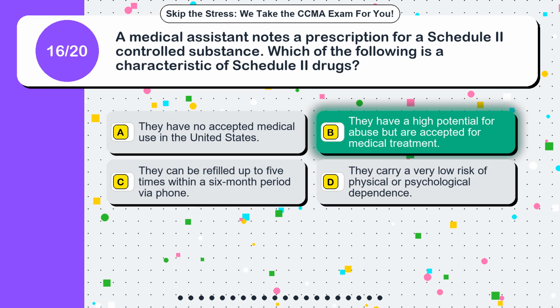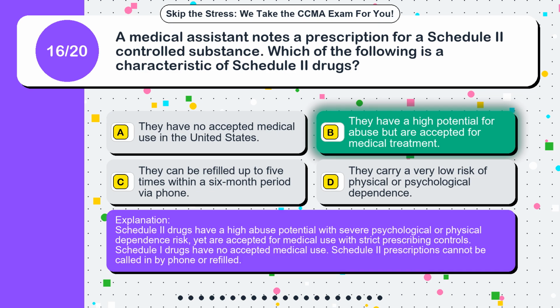They have a high potential for abuse but are accepted for medical treatment. Schedule II drugs have a high abuse potential with severe psychological or physical dependence risk, yet are accepted for medical use with strict prescribing controls. Schedule I drugs have no accepted medical use. Schedule II prescriptions cannot be called in by phone or refilled.